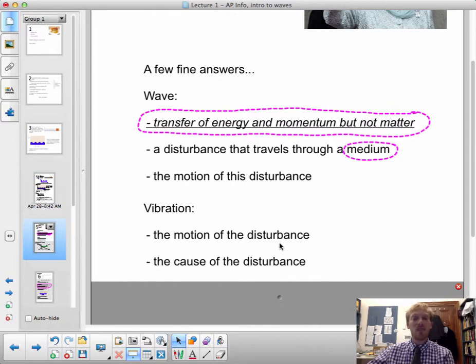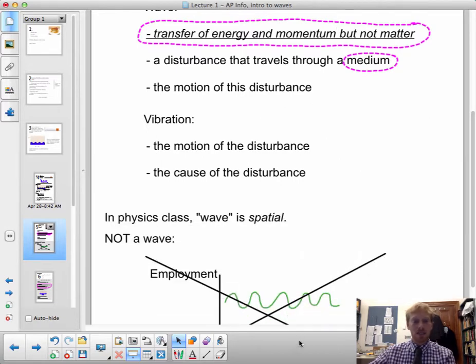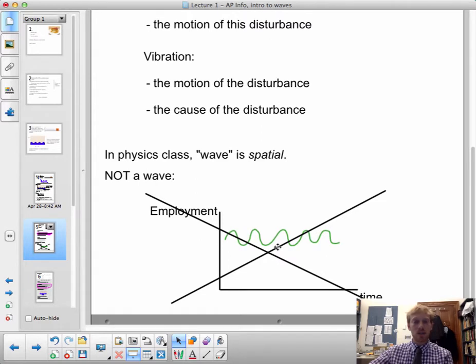More often we say a vibration is the cause of a disturbance. When I was giving that example of me jiggling a slinky and you holding the other end of the slinky, my jiggling I will call a vibration. My vibration, my jiggling of the slinky, caused the wave to propagate down the string. And again, in physics class, a wave is something that has spatial extent. So a sinusoidal function of time is not an example of a wave. The way that employment goes through cycles is not an example of a wave to us.